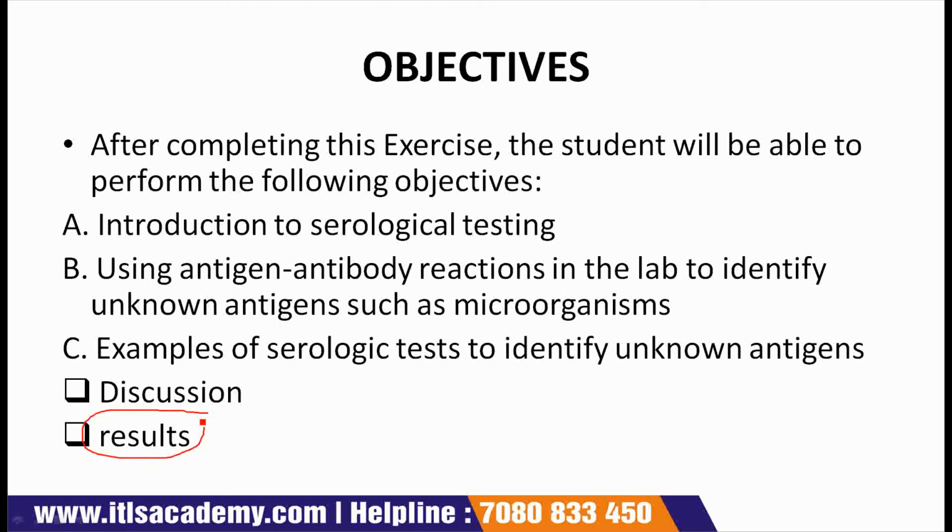Next comes results. We have to correctly interpret the results of the following serological test. We will do serological typing of Shigella, serological typing of Streptococci, serological testing for pregnancy and a direct fluorescent antibody test. So let's begin.